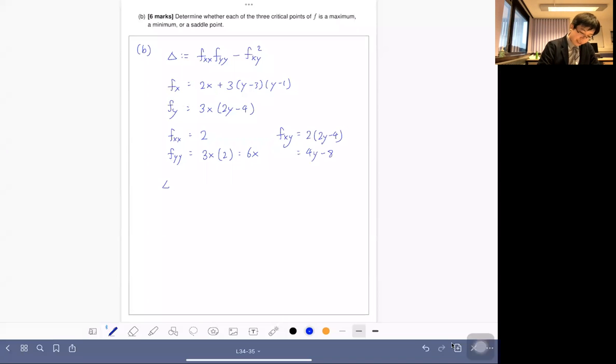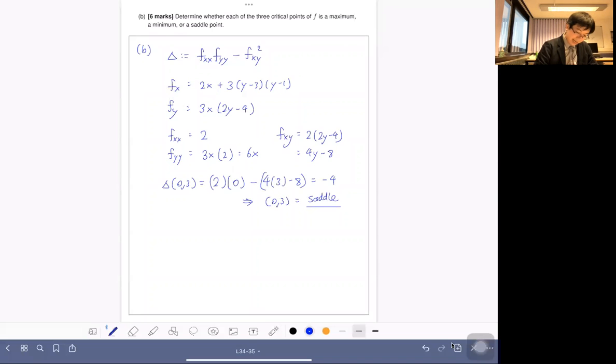All right, so the discriminant at 0, 3 is fxx, which is 2, times fyy, which is 0, minus 4y minus 8 with y as 3. Remember the brackets. So that's 12 minus 8, which is 4, and minus 4 overall. That means it is a saddle. Let's write this properly.